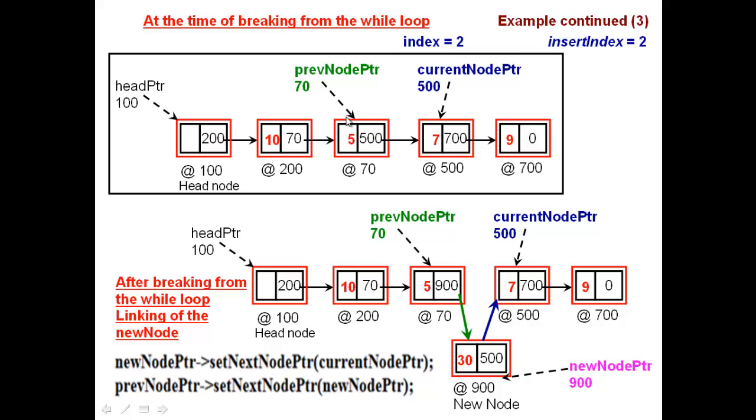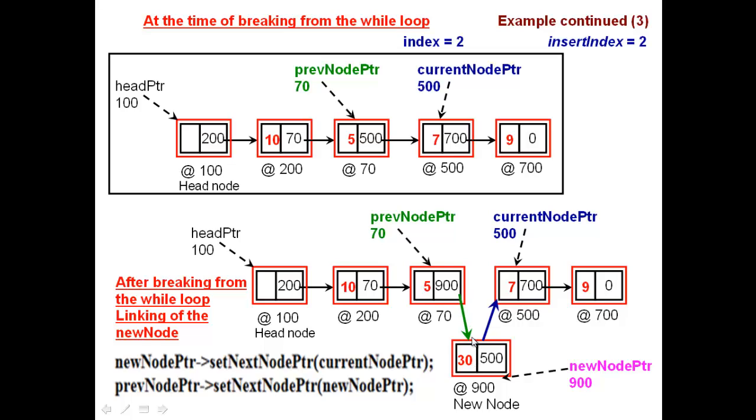So using the next node pointer, where we want to change this. Previous node pointer arrow set next node pointer to the value new node pointer, and using that we can now make the next node pointer for the previous node store this new node pointer value, which is 900.